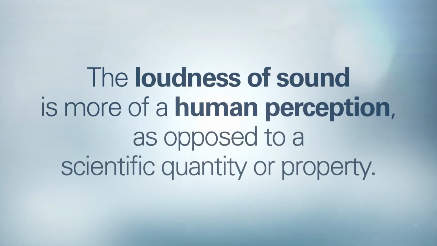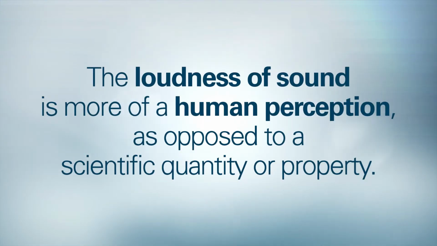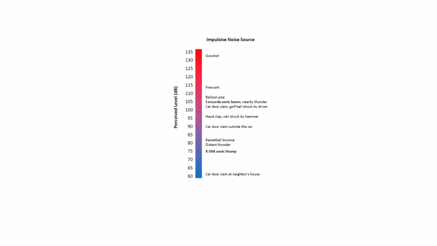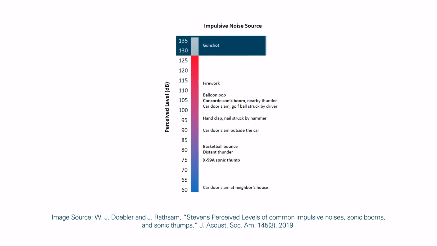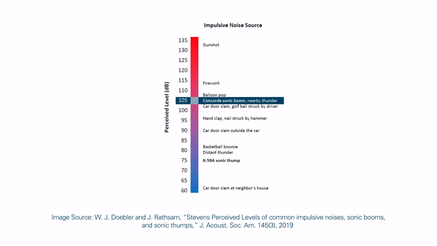In thinking about the loudness of sound, that's really more of a human perception, as opposed to a scientific quantity or property. As you can see from this graph, a car door slammed at your neighbor's house may be perceived at 60 decibels, while a gunshot up to 130, 135. You'll see at 105, kind of bolded there, the Concorde sonic boom or nearby thunder.